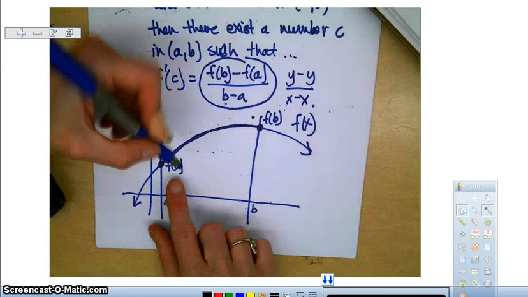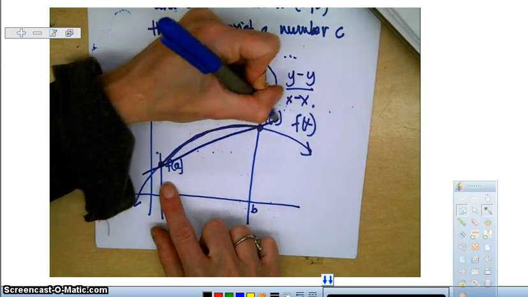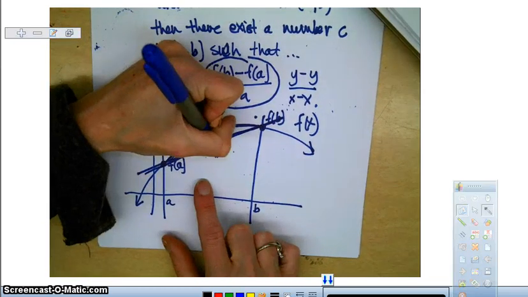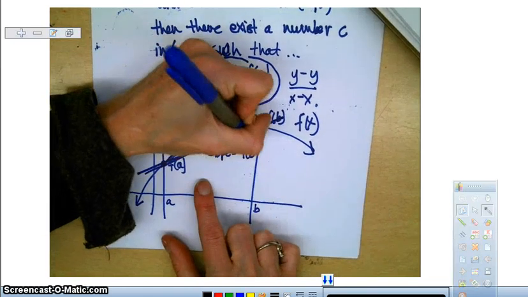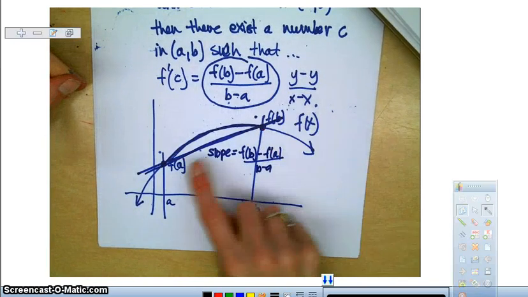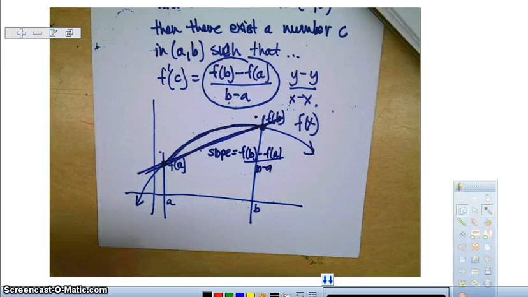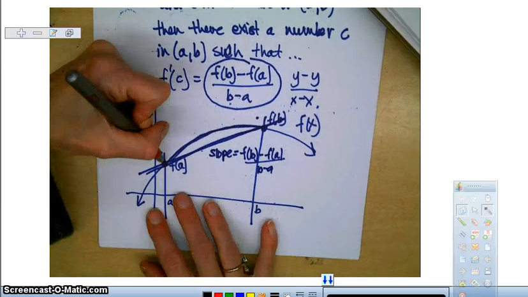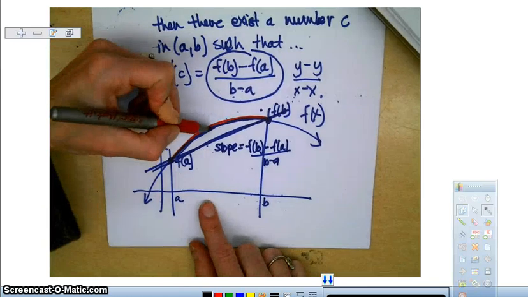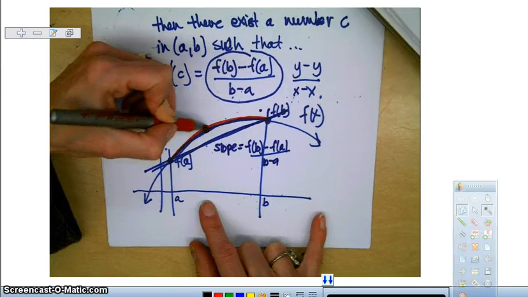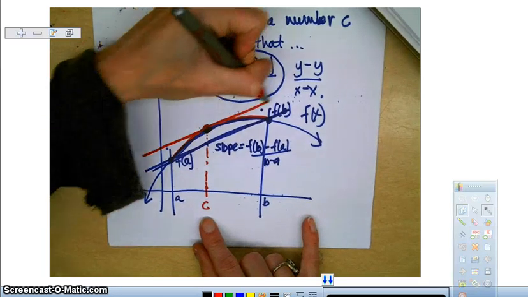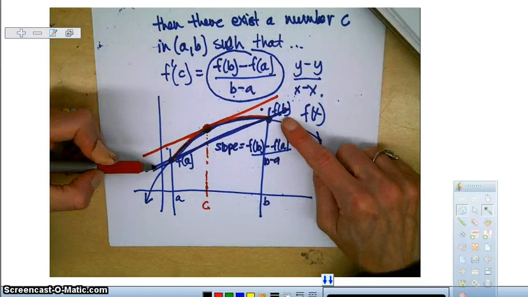So it's saying the slope of the line between those two endpoints is f of b minus f of a over b minus a. That's this side. You're finding the slope between the two endpoints is the same as the slope at some point along here. So I can find that point is c. If I draw the tangent line right there at c, at that x value, wouldn't it be exactly the same as the slope between those two endpoints?